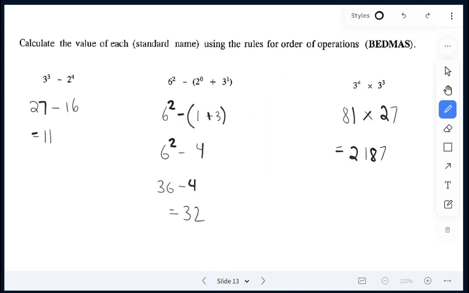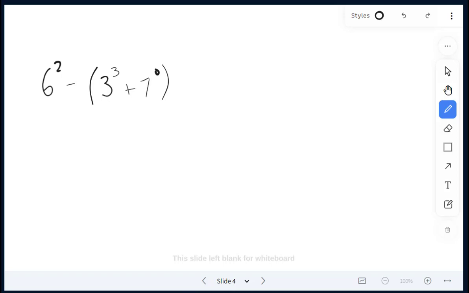Okay, I'm going to pause here. Let's just go over this one then. 6 squared, that's 36. And then in the bracket, 3 to the power of 3, that is 27. 7 to the power of 0 is 1. So let's just do that in the brackets. 27 plus 1 is 28. So we have 36 minus 28. That gives us our answer of 8.